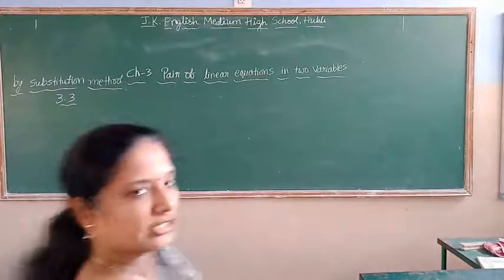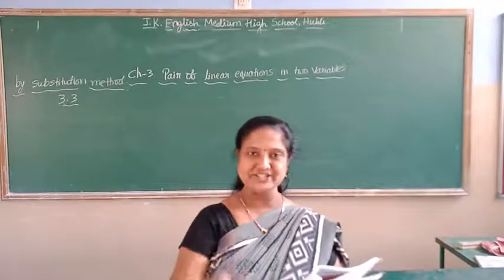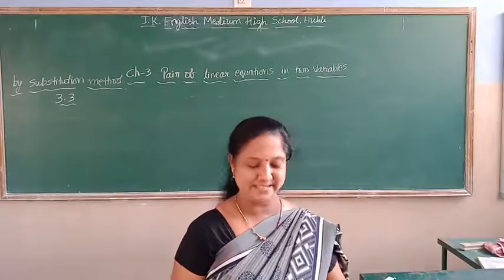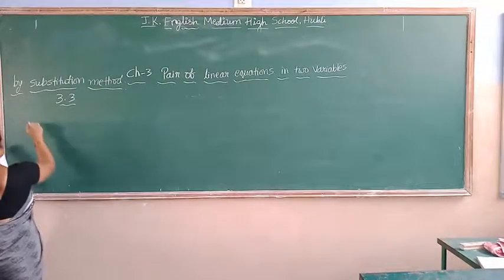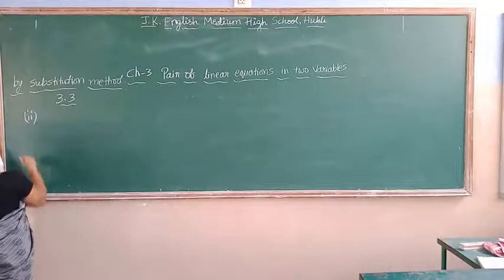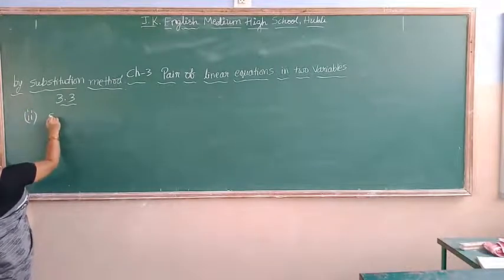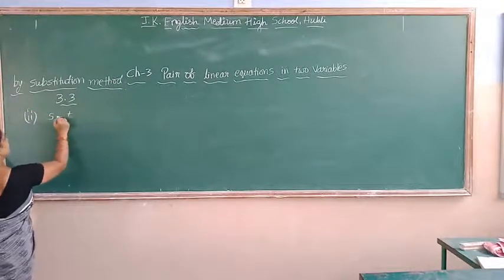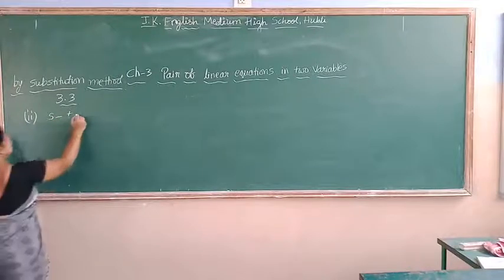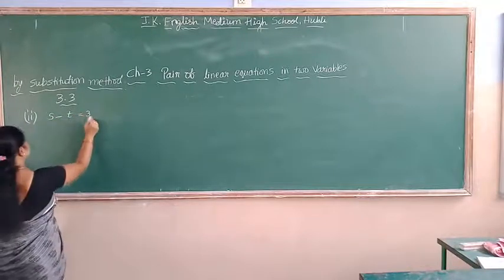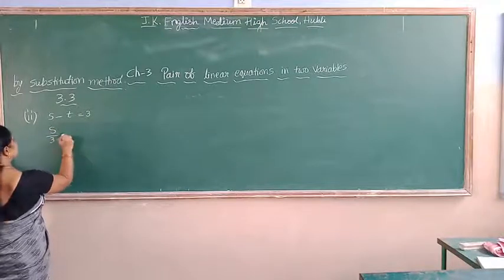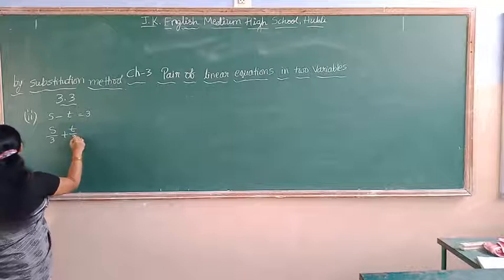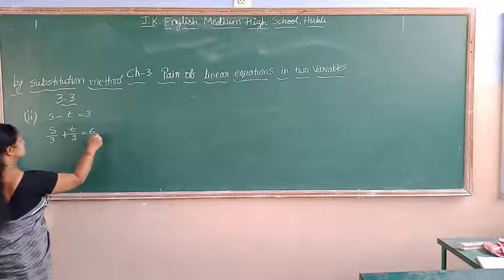Children, second question. The pattern changes a little, but the method is the same. So the second question is in this manner. The variables here are s and t, children. s minus t is equal to 3, and s by 3 plus t by 2 is equal to 6.